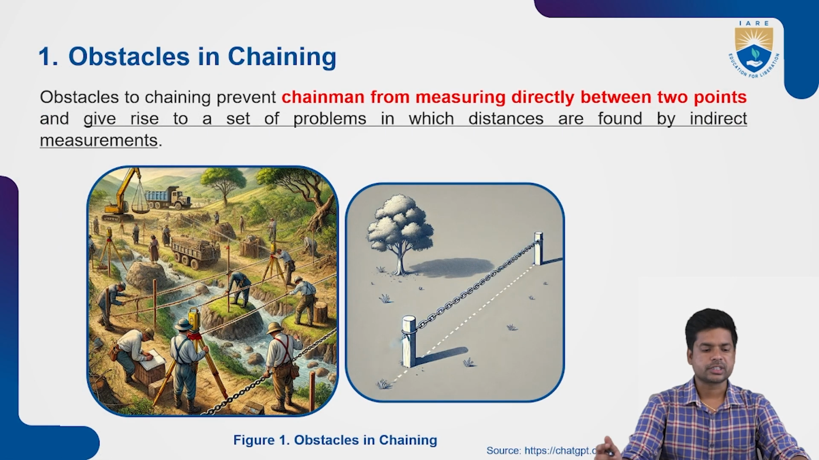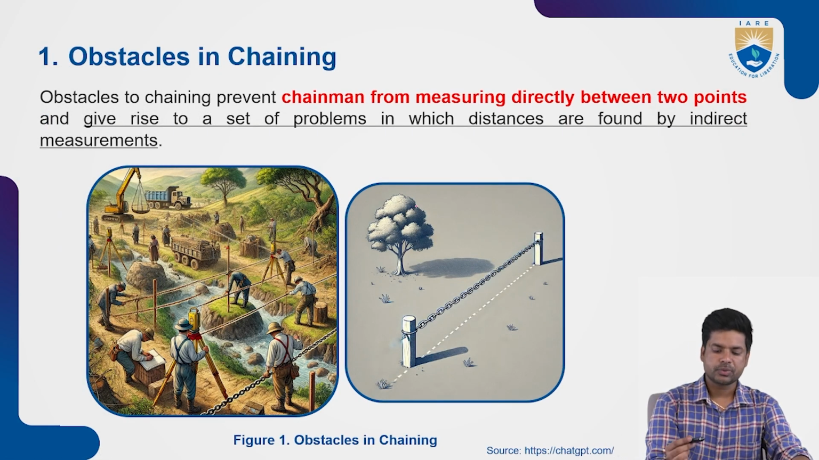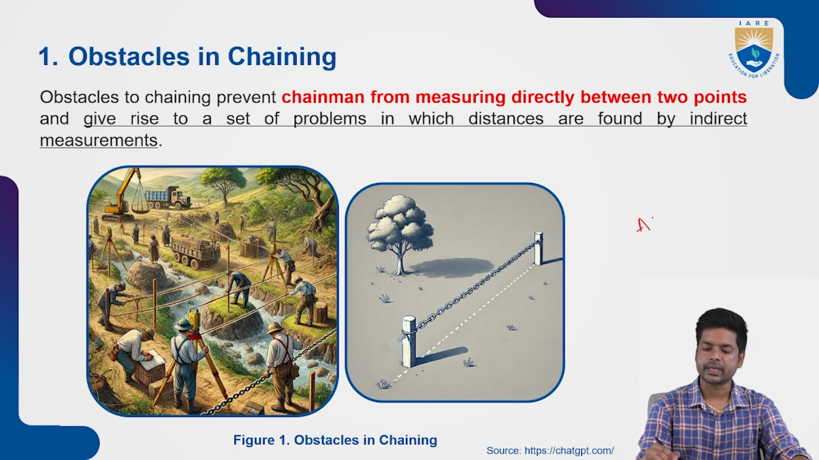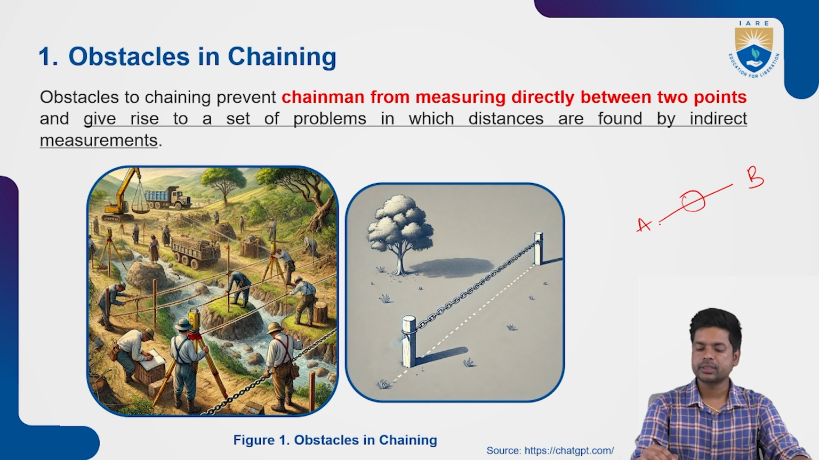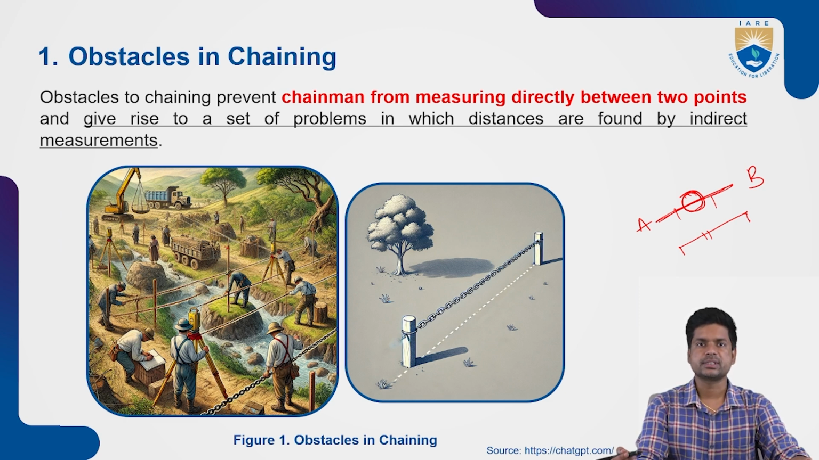Obstacles are nothing but these. Suppose you want to measure a distance from point A to point B. If you have an obstacle, you cannot place the chain or the tape over this particular obstacle, and we face problems. So we choose another parallel line of equal length, measure the distance of this line, and equate it to the original distance. This is how we find the distance by using indirect methods.